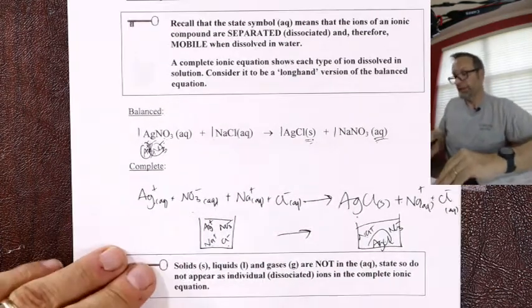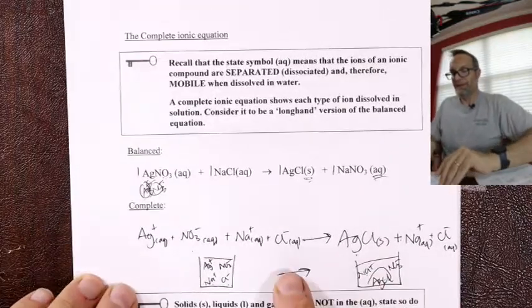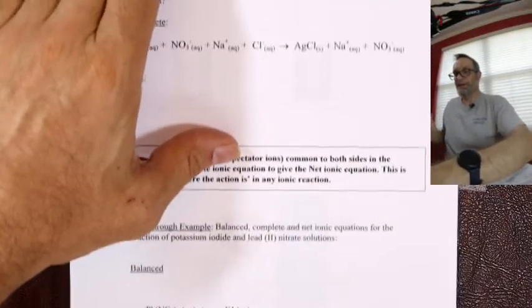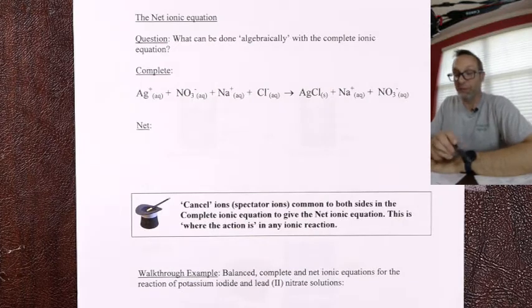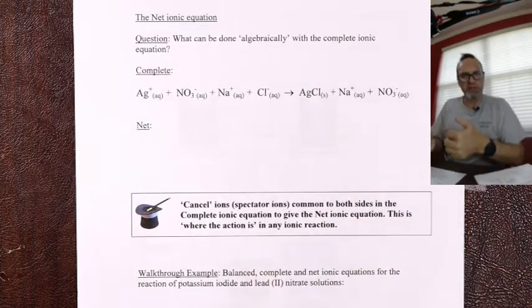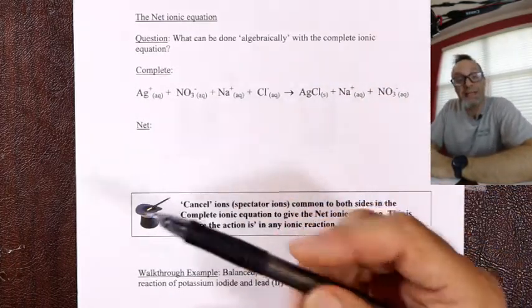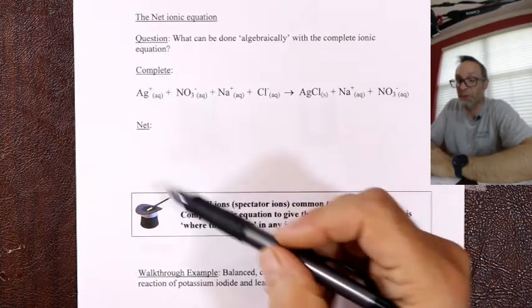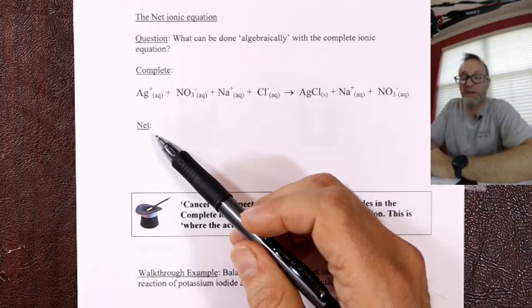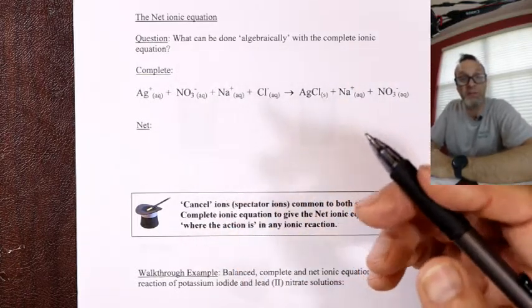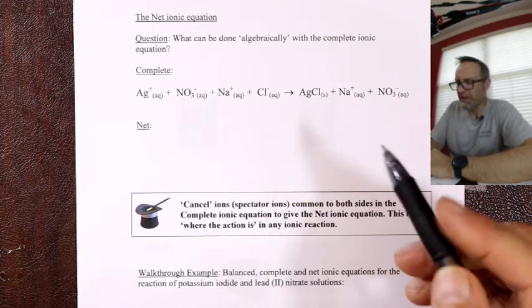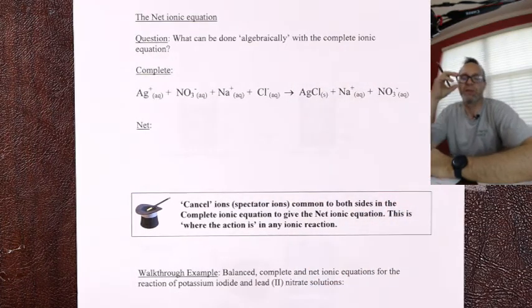Now, if you were texting what happened at this party, Ag hooked up with Cl. You've got 120 characters or whatever, you're going to tweet it out. So when you look at this, you can summarize where the action is. It's called the net ionic equation. Very simply, all I'm going to do is a little bit of algebra. You can cancel things on both sides of an equation that are identical.